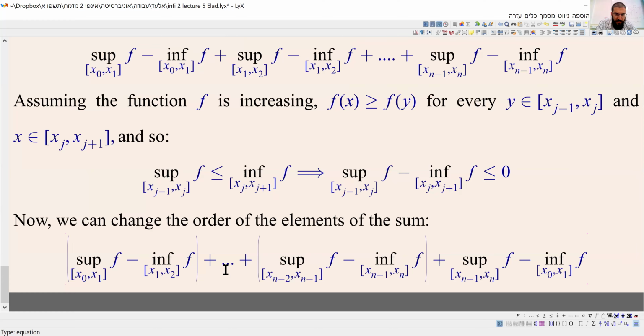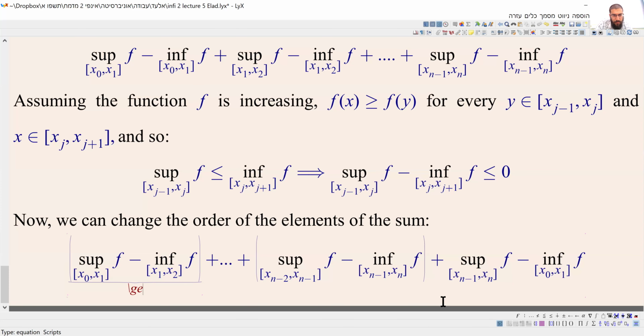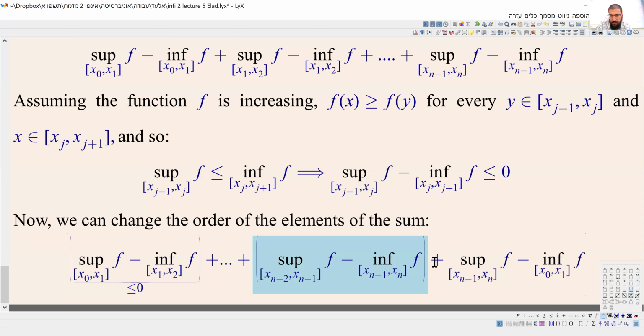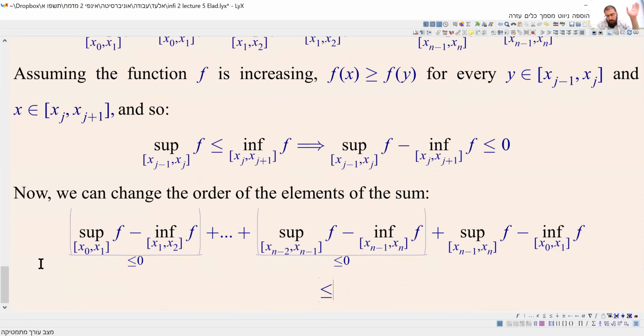Let's write it down the fancy way. Where is it? Oh, it's here. And say, hey, this is smaller than 0. And every one of the differences is smaller than 0. So if we just give up on them, let them go, we get something larger, greater, bigger.